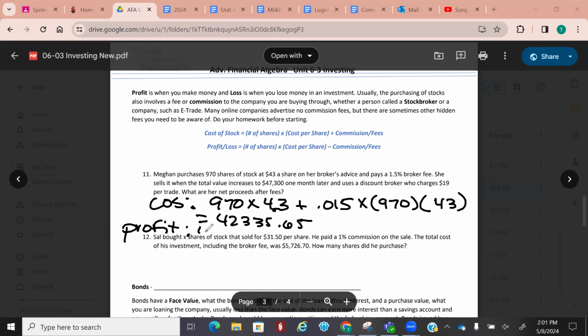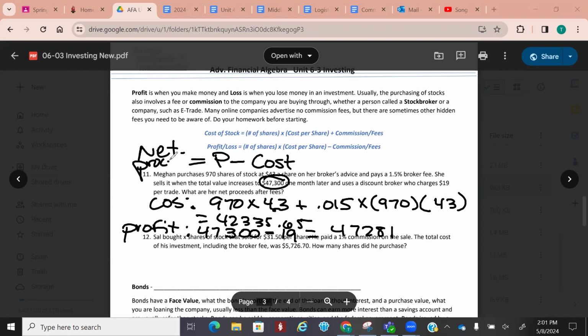Now, when you take profit, you plug in 4,730,000, which is how much it was sold for, minus 19. That's going to give you 4,728,100. Now, net proceeds is the profit minus the cost. So this minus that is going to give us 4,945,350.